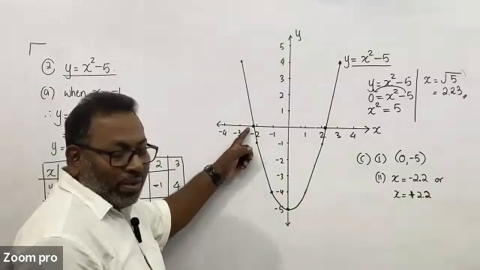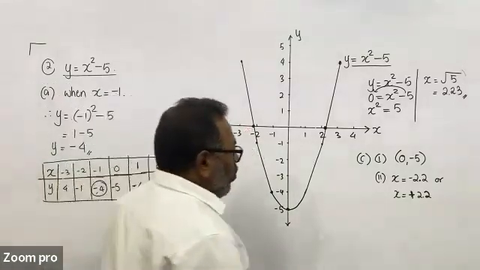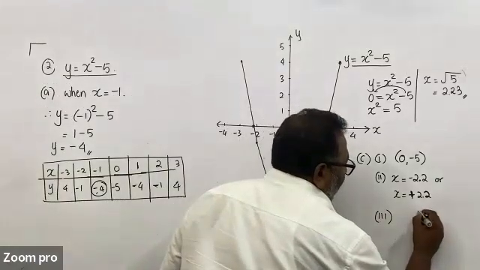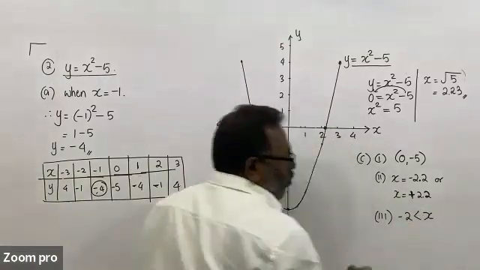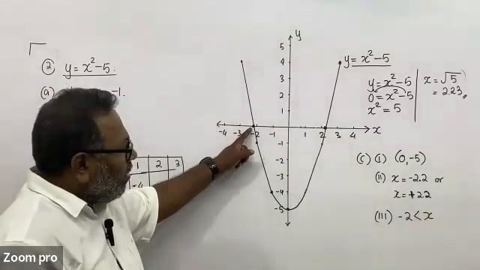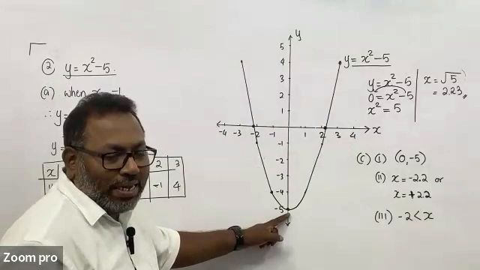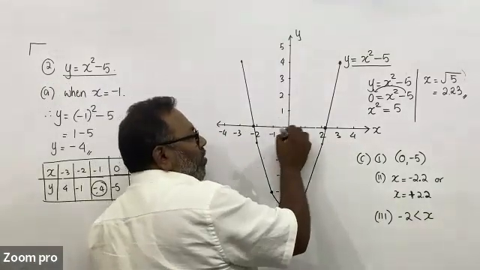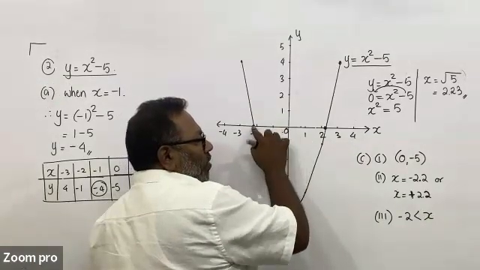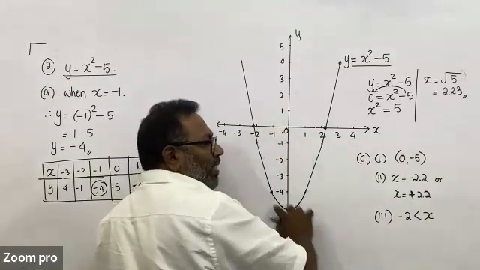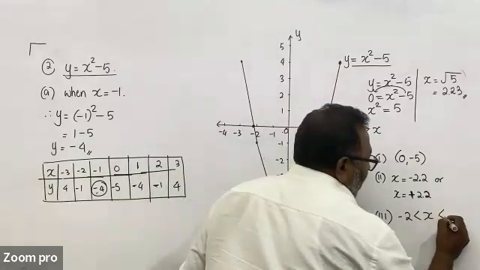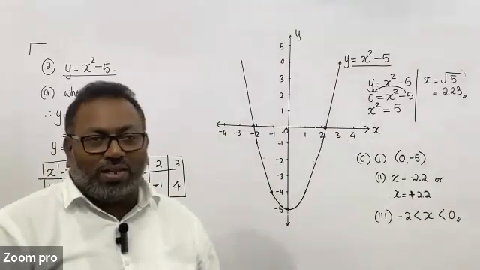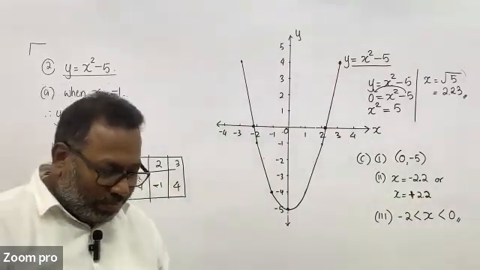X is greater than minus 2, right? But less than 0. Here is 0. So from minus 2 to 0, your value of x is decreasing negatively. So x is greater than minus 2 and less than 0. That is going to be your answer for the third question.